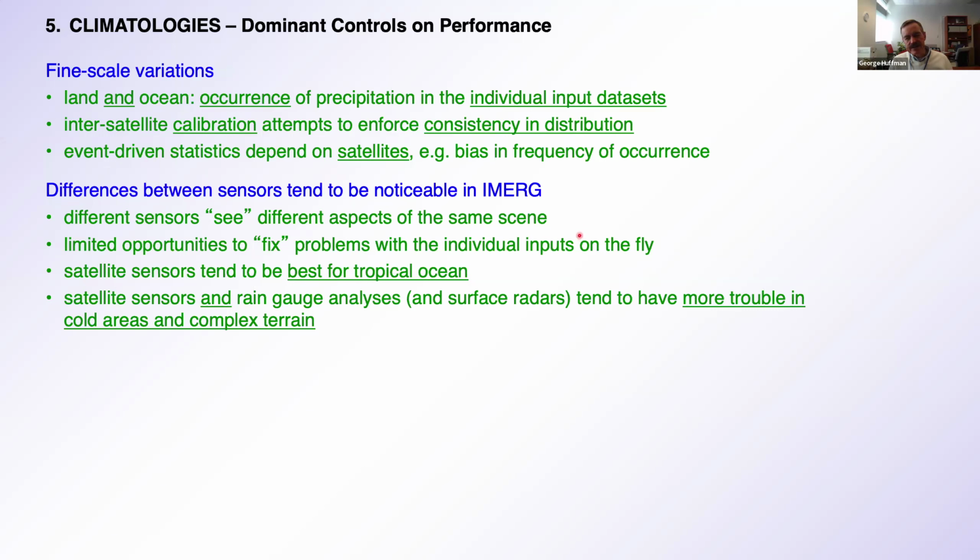If you've ever combined data sets, you know what I'm talking about. But there's just a limit to how well we can do that. The vastly preferable thing is that we get good inputs in the first place. We're best in the tropical ocean, and then as we go toward colder conditions and complex terrain, we have more problems.